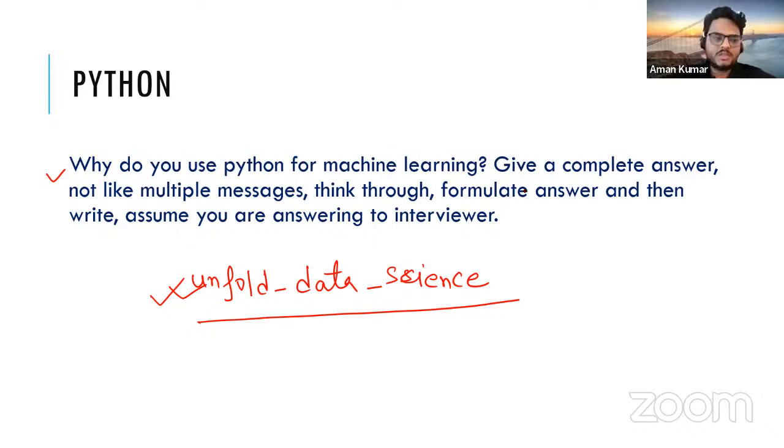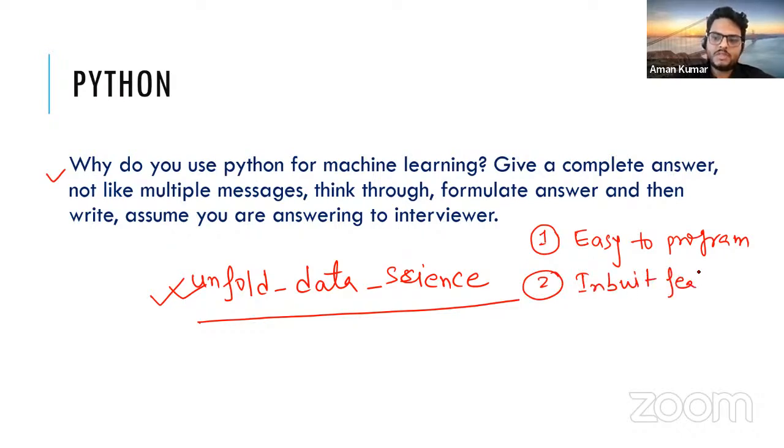So some of the reasons we can just keep writing here. For example, obviously one reason can be Python is easy to learn. We should not say that, we should say easy to program, because a recruiter is not interested in knowing it's easy to learn, right? We can say easy to program. Okay. Then we can say lot of inbuilt features. And then we can say easily integrable with other environments.